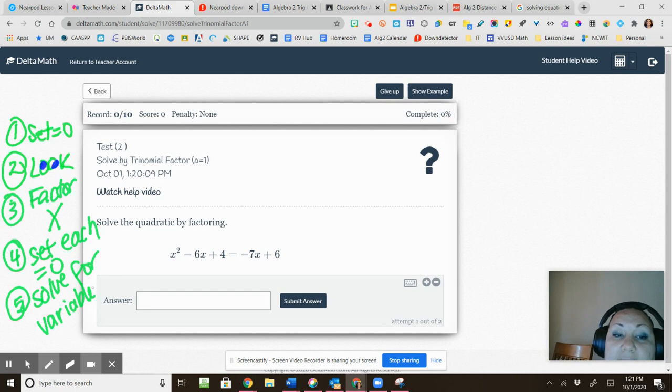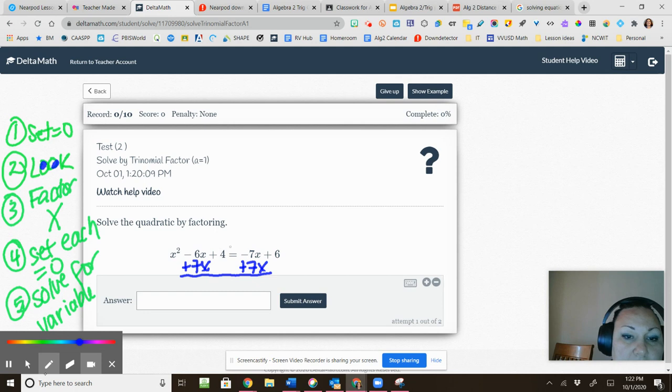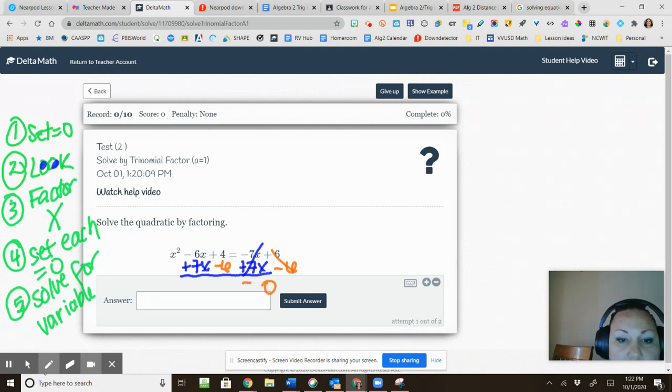In this, I have no 0. So in this problem, I've got to do some work in order to set it equal to 0. I want to get rid of the 7x and the 6. So it's a negative 7x, so you're going to add 7x to both sides. And this cancels, but let's do the other one too while I'm at it. Subtract 6 and subtract 6. So then I'll get 0 on this side.